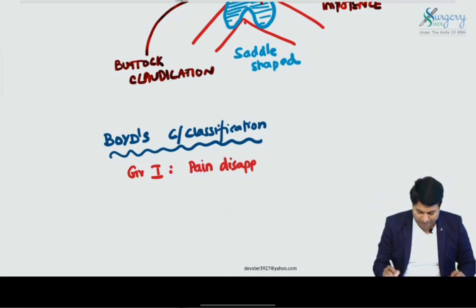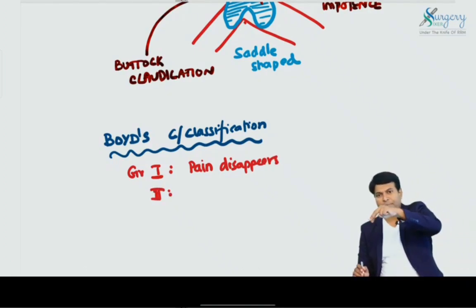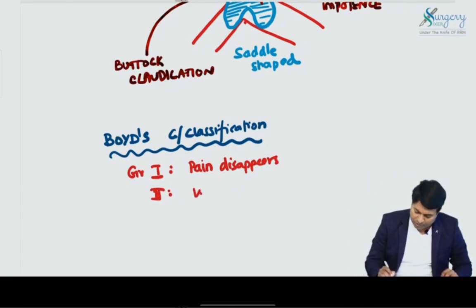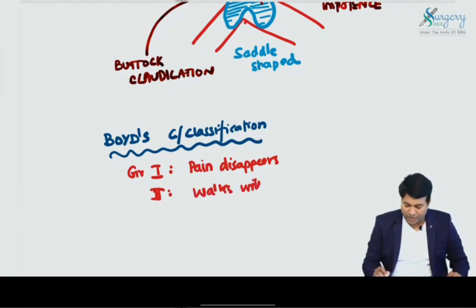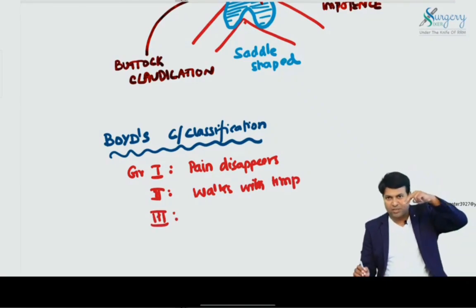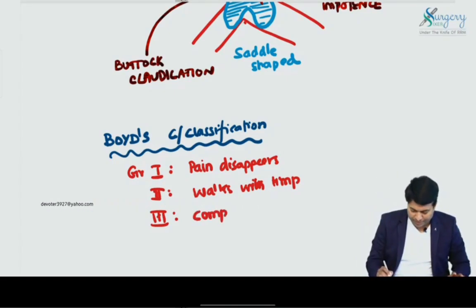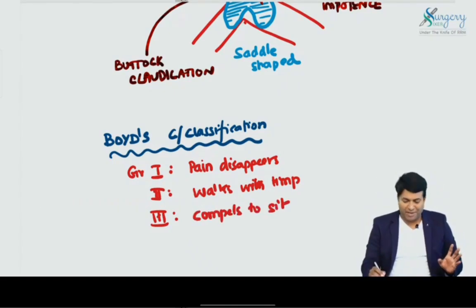Grade 2. The patient starts walking, pain appears, and he walks with a limp. This question has come in the exam. A patient with claudication pain who walks with a limp is diagnostic of grade 2 claudication pain. Grade 3 claudication pain. The patient starts walking, he gets pain, he is unable to walk. He takes rest, compelled to sit. He has so much pain, so he is simply sitting. That is grade 3.